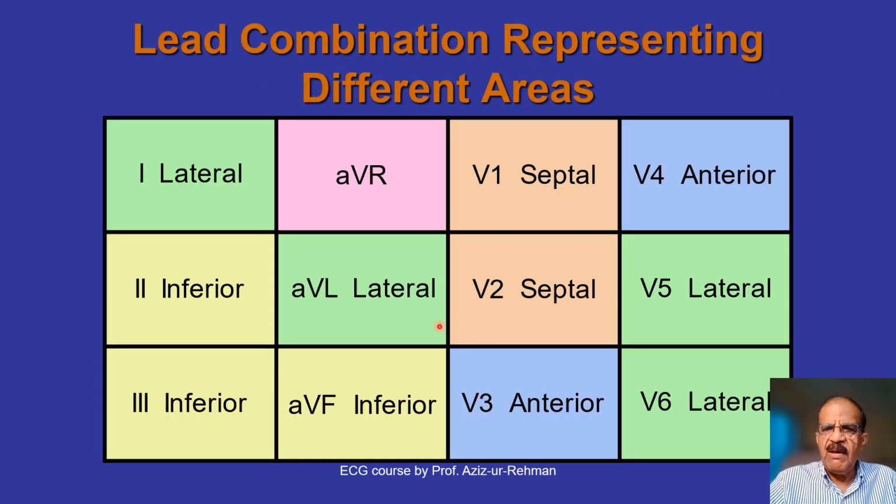Now this is something which I showed you, and V1, V2, V3, V4, V5, V6, these are the leads which represent the anterior surface of the heart, and anteroseptal infarction would be shown in these two and also maybe adjoining leads depending upon the extent of infarction.